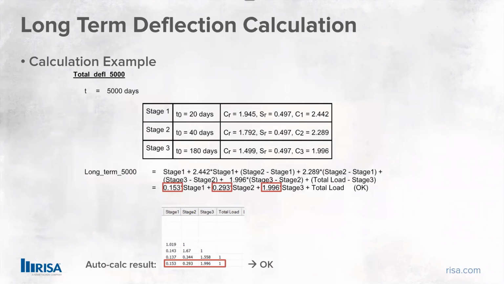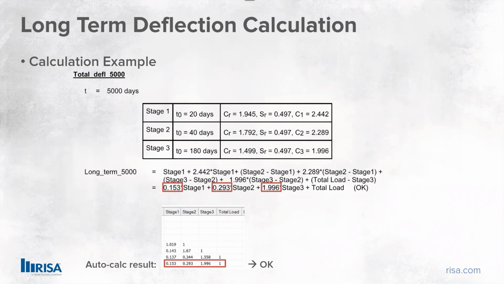So in this final slide, I showed a calculation example at 5,000 days. As you can see from this table, in the 5,000 days we have different stages. At stage 1, which is 20 days, we can calculate the long-term deflection factors, all the CR and SR factors. Here, my CR factor is 1.945 and SR is 0.497. Using these two factors, we can calculate our total C factor, which is the sum of these two, equal to 2.442. Here I call it C1 because it's for stage 1.